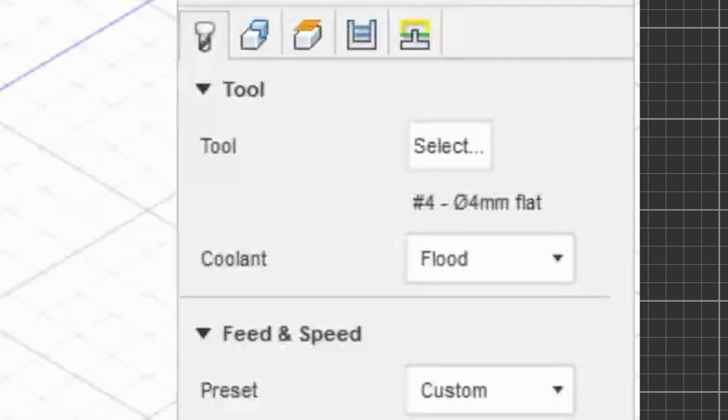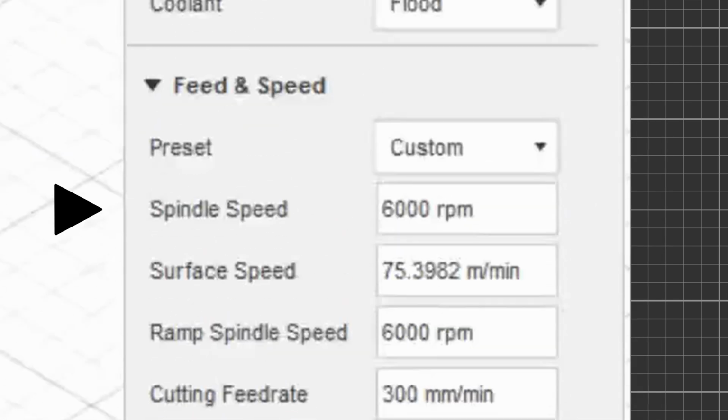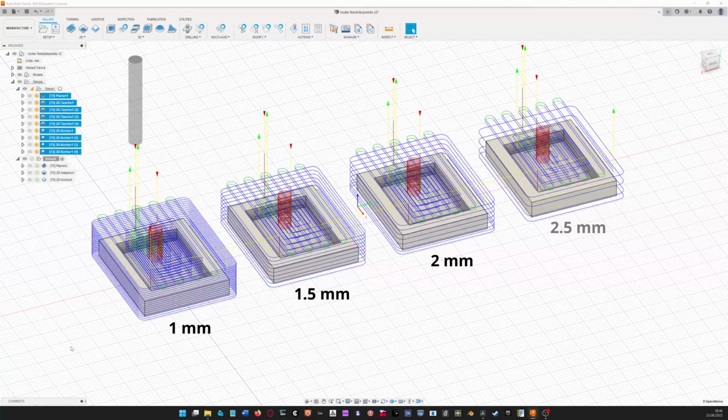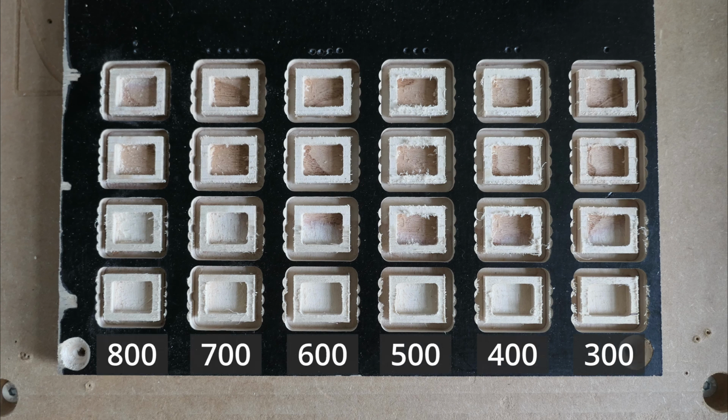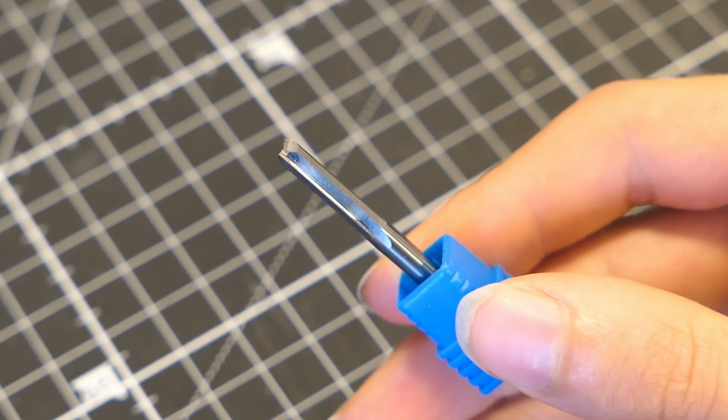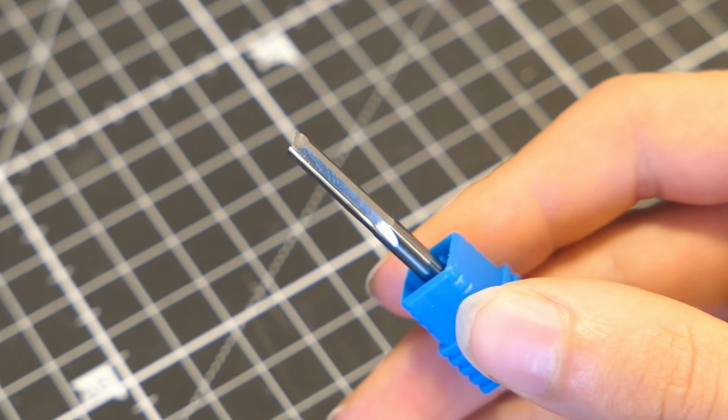They all use the same end mill, speed and spindle RPM. However, the toolpath for each model has a different depth of cut. I then machined it and, if possible, increased the feed rate. I started with a speed of 300 mm per minute and increased the speed by 100 mm per minute for each iteration. For the end mill, I used a 4 mm two-flute straight cut end mill.